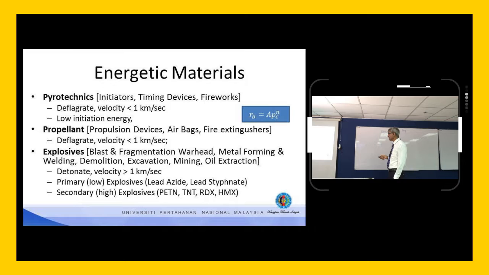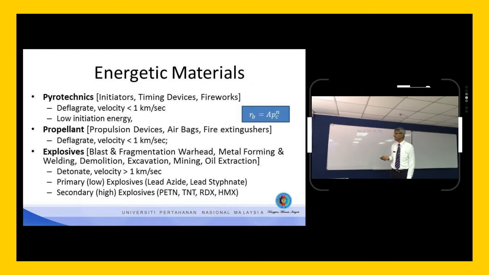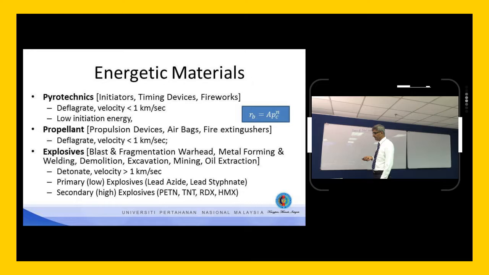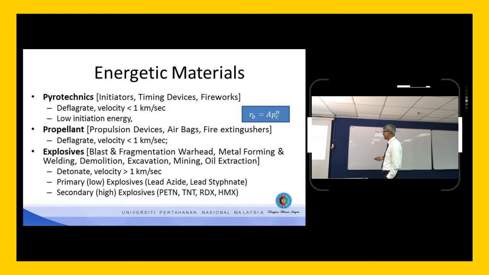Explosives. Now these are used in blast and fragmentation warheads. They are used in metal forming and welding, demolition, excavation, mining, oil extraction. Detonation velocity is more than 1 kilometer per second. Then we have their categories. One is called primary explosives and the other one is called secondary explosives.